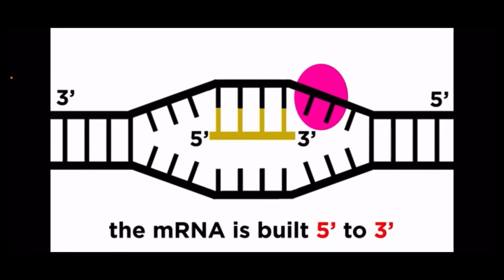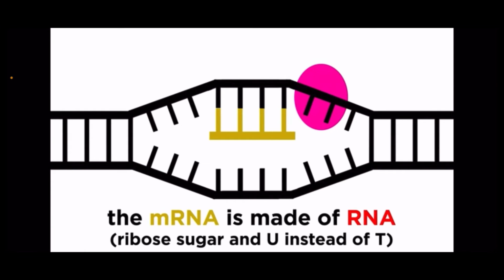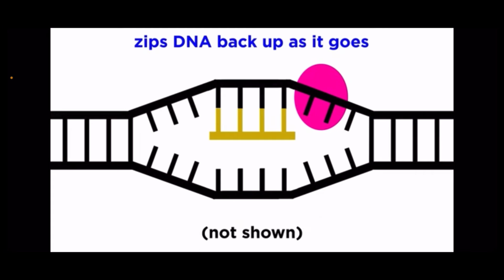This is very similar to the way DNA polymerase synthesizes DNA as it moves along the template strand. The main difference here is that RNA is being synthesized, which, as we recall, will be ribose rather than deoxyribose, and it will have uracil instead of thymine. Unlike replication, RNA polymerase zips DNA back up as it goes, keeping only 10 to 20 bases exposed at a time.